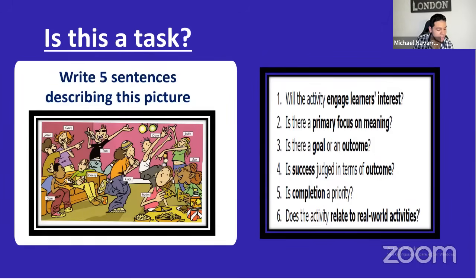Exactly. Good. Good, David. The instruction is general, but there is not a specific goal. Will the activity engage learners' interest? I wouldn't say so, right? It's just a picture, right? So this picture might not be motivating for the students. Is there a primary focus on meaning? Well, they have to write 5 sentences describing this picture, but it's quite limiting. Is there a goal or an outcome? I wouldn't say so, right? I mean, they have to use certain grammar structures to write the sentences, but the outcome or the goal is not specific, as David said.